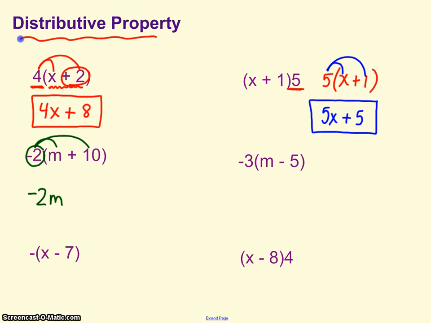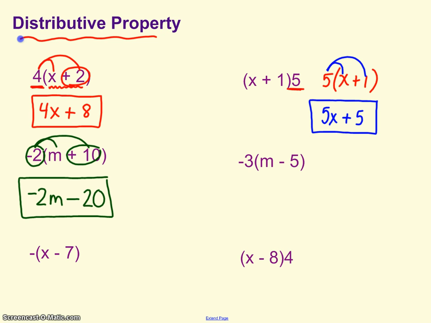We have a negative 2 times a positive 10. A negative times a positive will be negative. So I'm going to put minus, and then 2 times 10 is 20. So minus 20, and you can see that is a negative 20, so negative 2m minus 20.